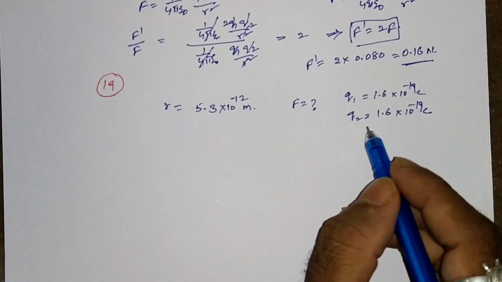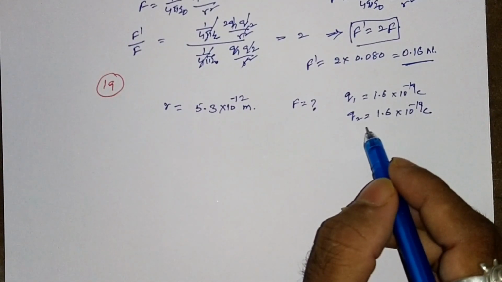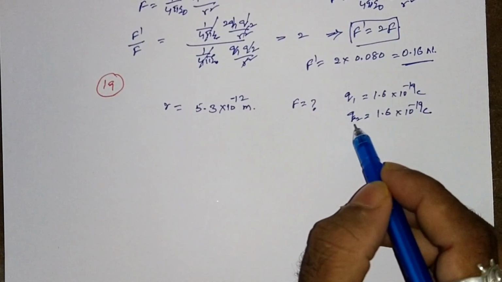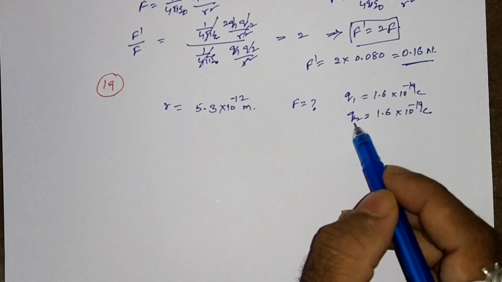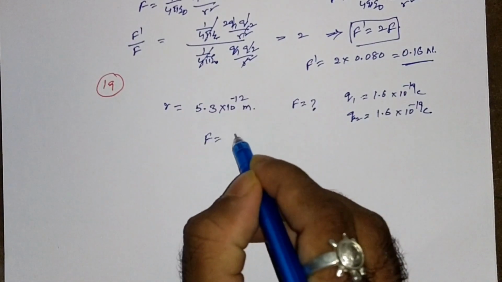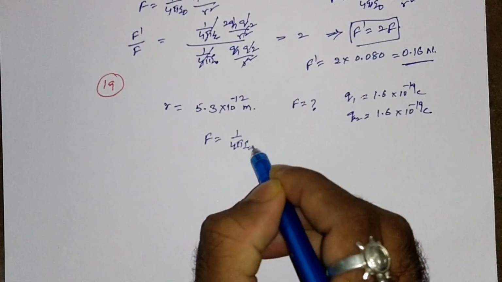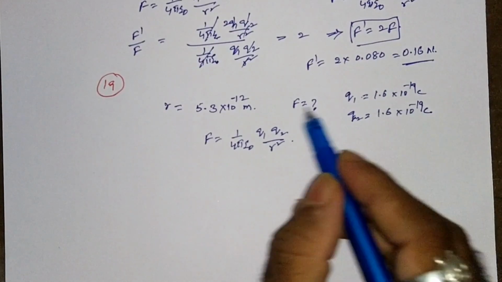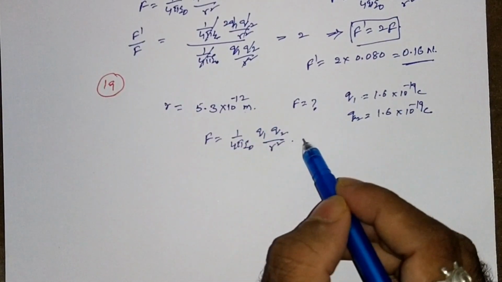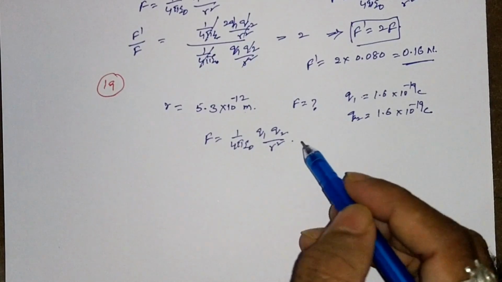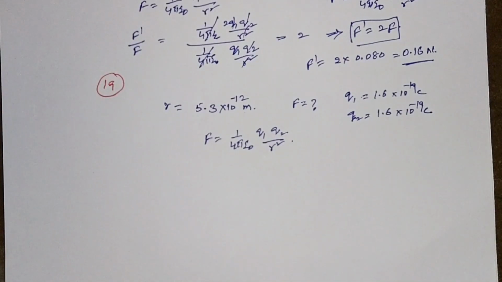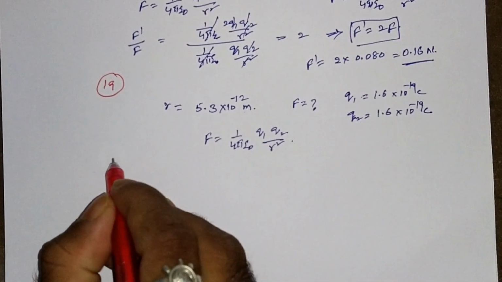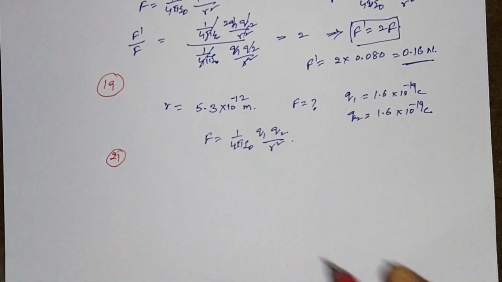The students got confused here, they did not understand what charges Q1, Q2 they must take. Here it is the charge on electron and the charge on proton. Now you use the formula to calculate F is equal to 1 by 4 pi epsilon naught Q1 Q2 by R square. All the values are given and in SI, so you can calculate directly.